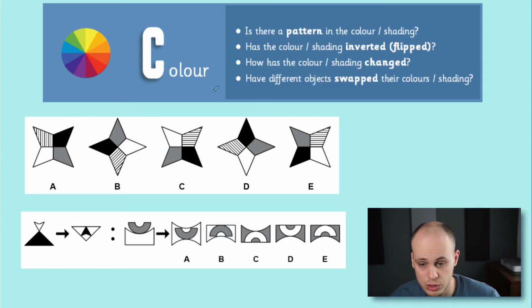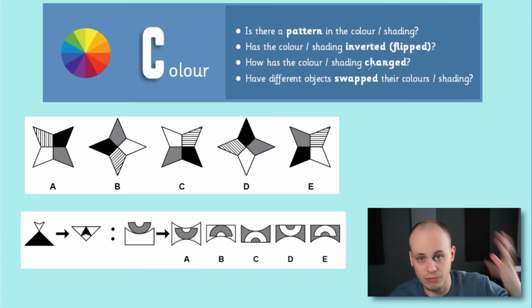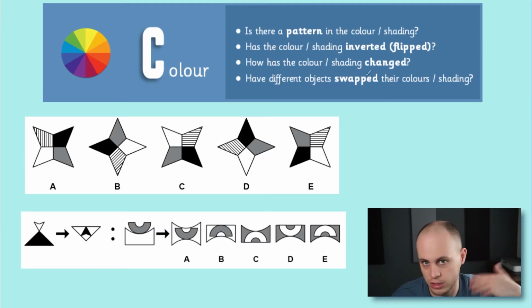Has it flipped or changed positions? Sometimes they just swap the positions of bits of shading, and you've got to notice that. Has it changed altogether? Maybe like in a transformation question, a grey bit of shading might become a black bit of shading, and you've just got to know that that's the transformation, which we'll look at in a minute. And finally, have the different objects swapped their colours or shading? Sometimes, like in this one down here, you can see straight away the triangle and the arrowy shape swap their shading. The one that was black is now white, and the one that was white is now black. So these are the questions you should be thinking of with color if you want to notice all of the things that are happening. Let's take a look at these questions.